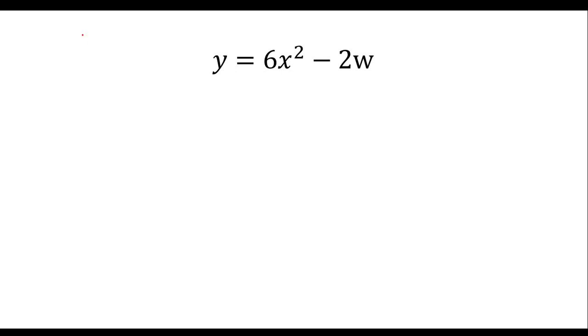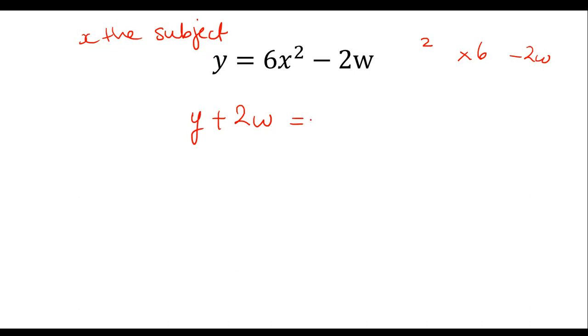Okay, now I still want to make x the subject, but now I'm going to get some powers. So again, just work backwards. So x was squared, then multiplied by 6, then I subtracted 2w. So I'm going to go from here and back to the beginning. So the first thing I'm going to do is add 2w. So it'd be y plus 2w equals 6x squared.